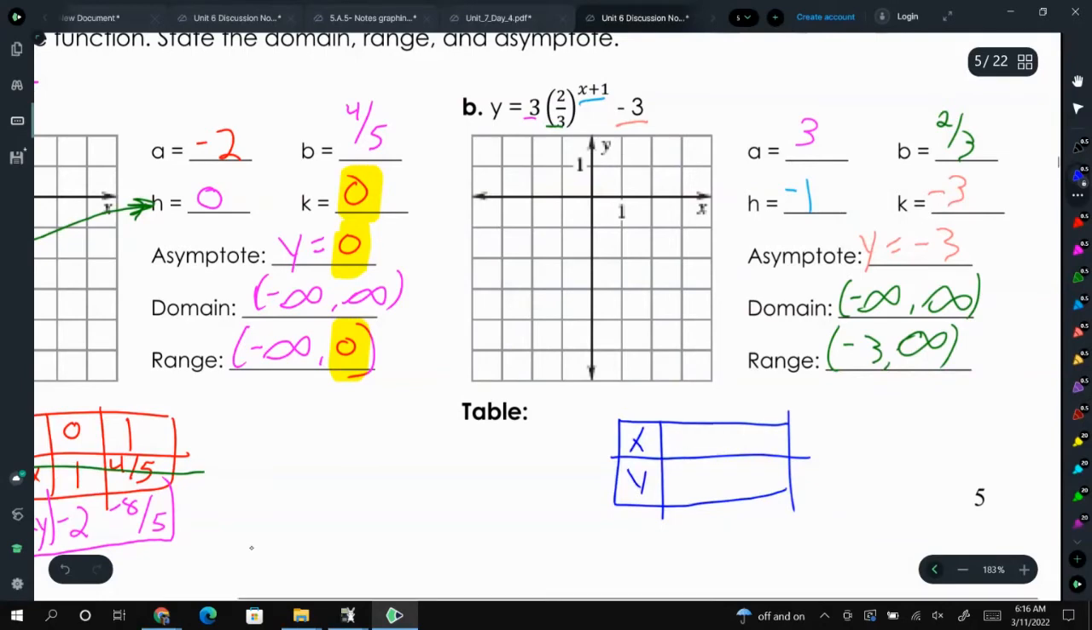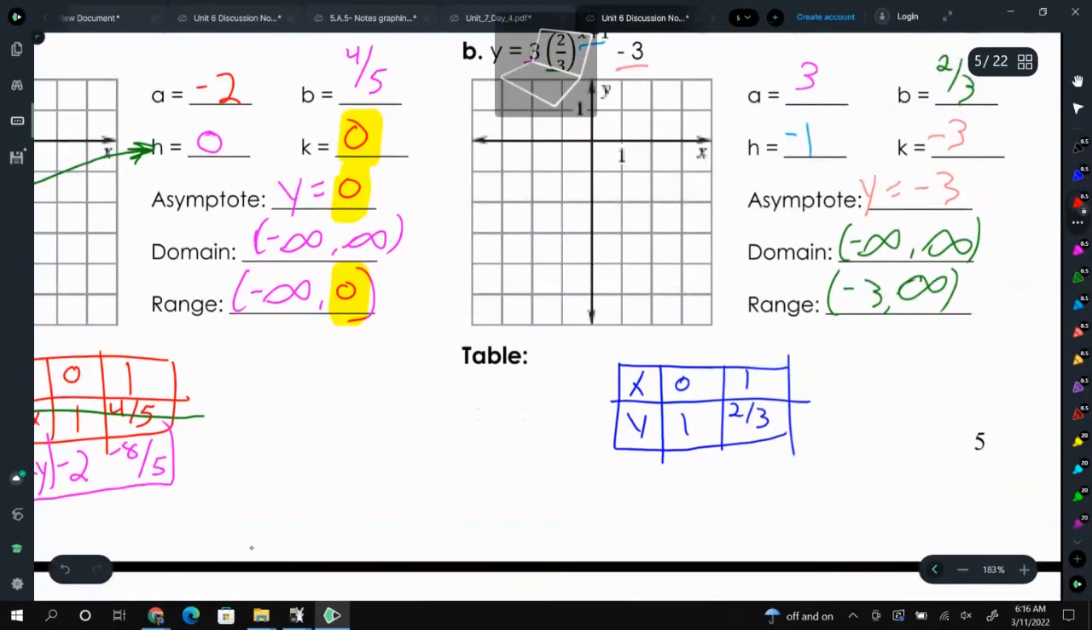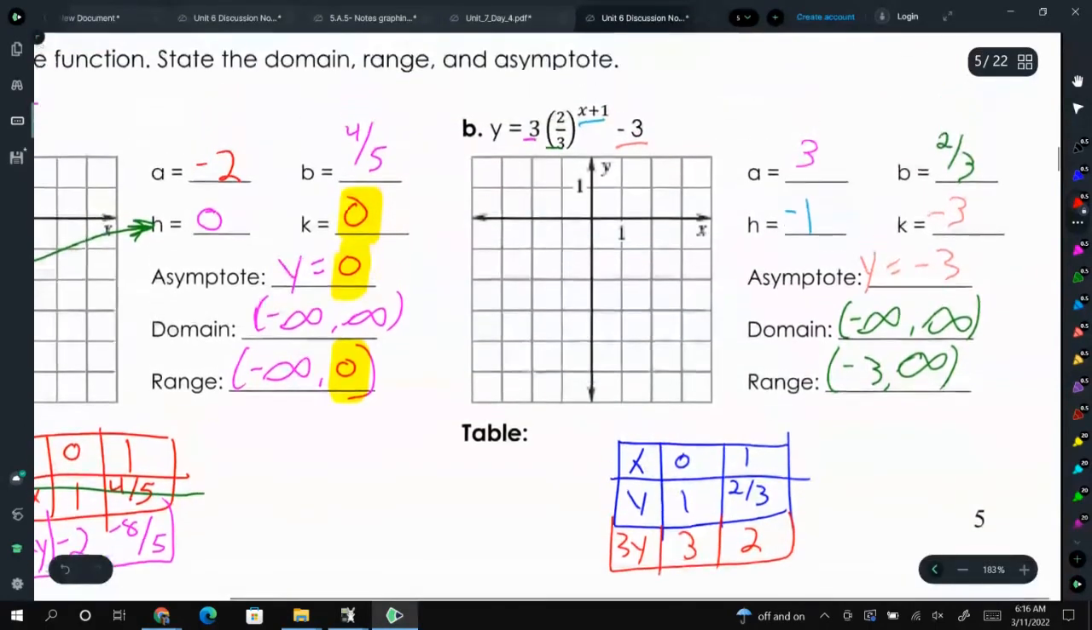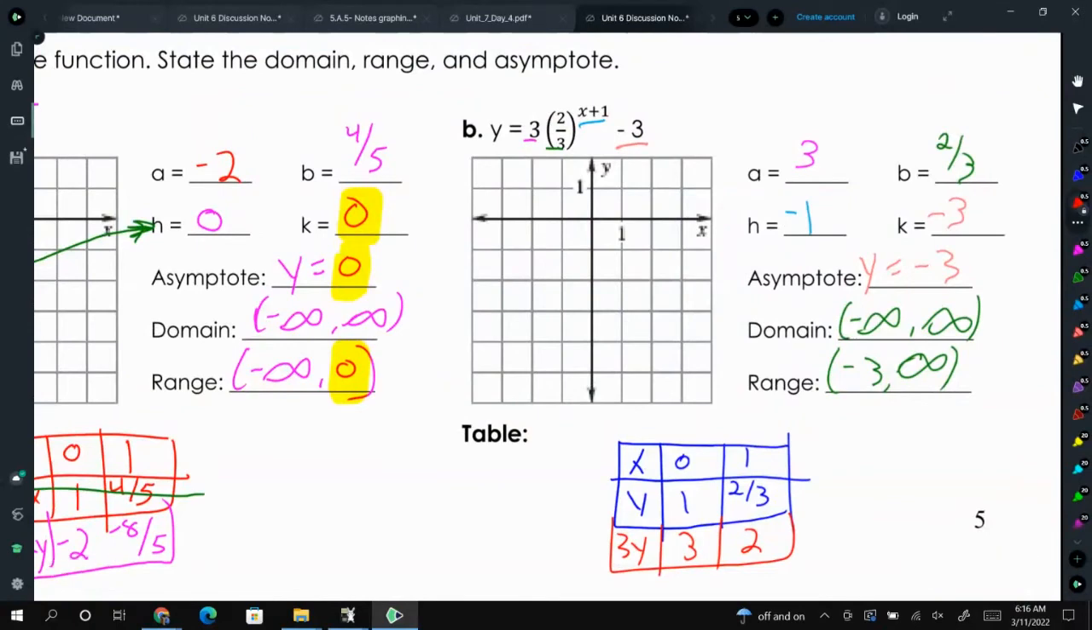Okay, so we have 0, 1, and 1, 2/3. And then we're going to multiply everything by 3. So 1 times 3 is 3. 2/3 times 3 is going to be 2. So when we graph that, and yes, this graph is going to go off the page a little bit, let's just plot 0, 3, and 2, 1.